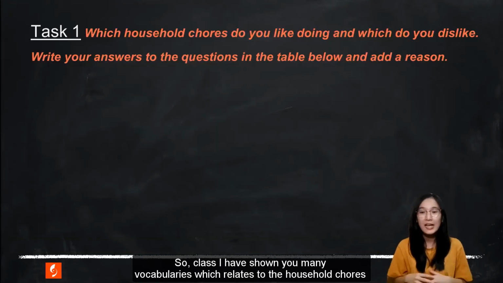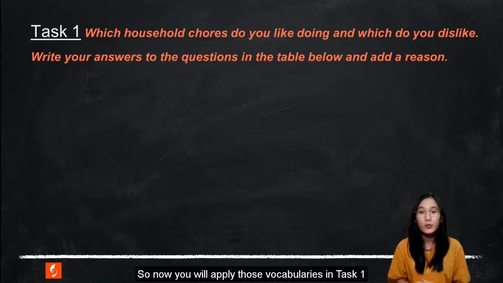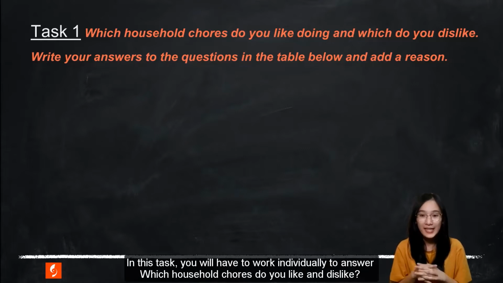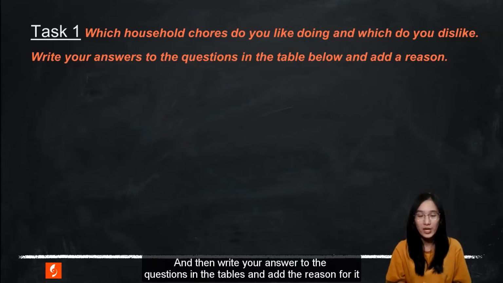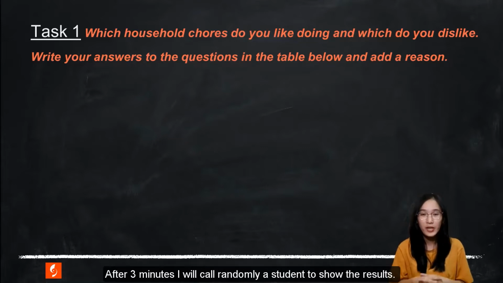So, class, I have shown you many vocabulary words which relate to household chores. So now, you will apply those vocabulary words in task 1. In this task, you will have to work individually to answer which household chore you like and dislike, and then write your answer in the table and add the reason for it. After 3 minutes, I will call a student randomly to show the result.